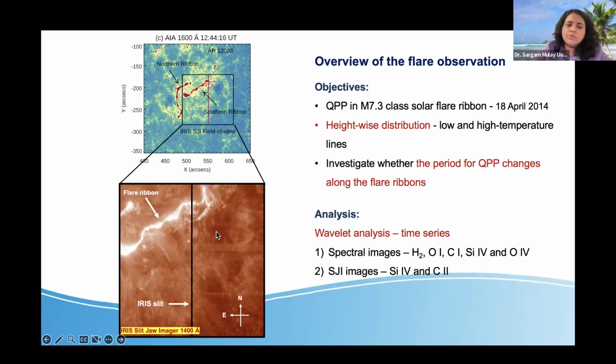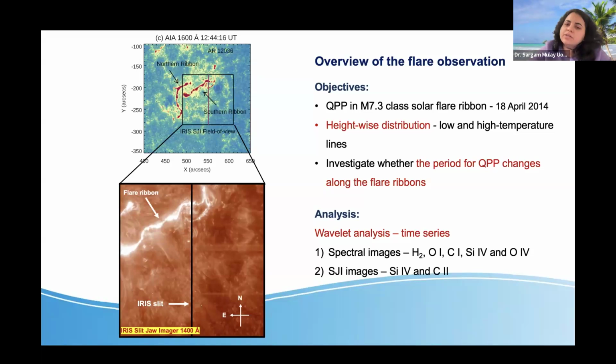This is a zoomed view of IRIS, and you can see the slit-jaw imager 1400 Angstrom that observed only a small part of the southern flare ribbon, and this is the IRIS slit position where it captures emission from this part of the solar flare ribbon.